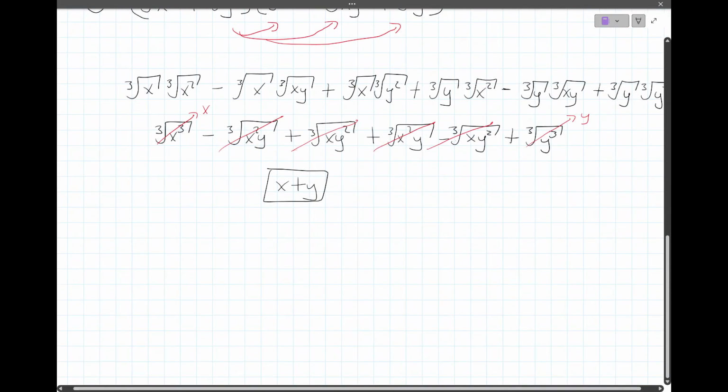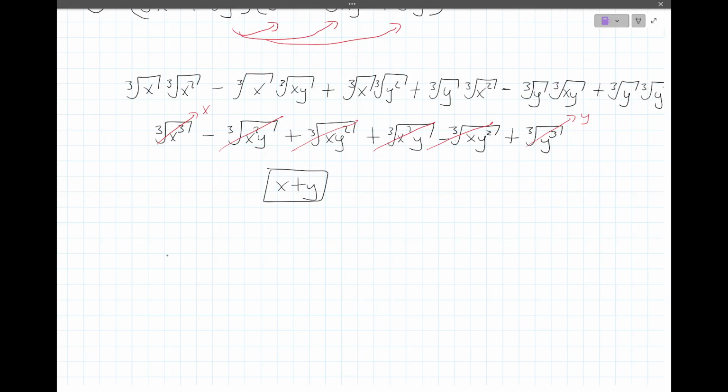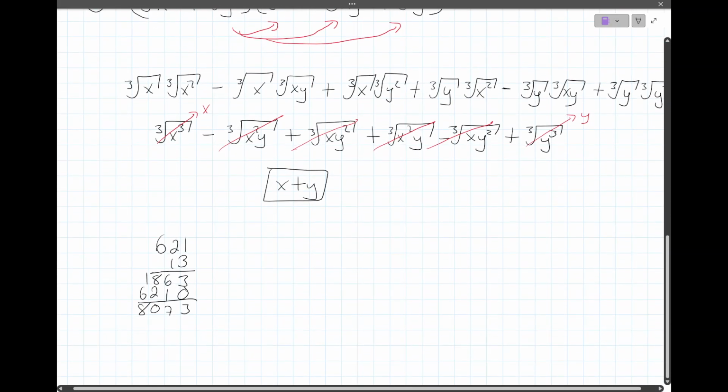There's another method we could use here if we wanted to. We could go ahead and say, well, let's do this vertically. You can do it vertically, just like how you would multiply 621 by 13. You would do 3 times 1 is 3, 3 times 2 is 6, 3 times 6 is 18, then 0, 1, 2, 6, and get 8,073. You can also use the same approach with polynomials.